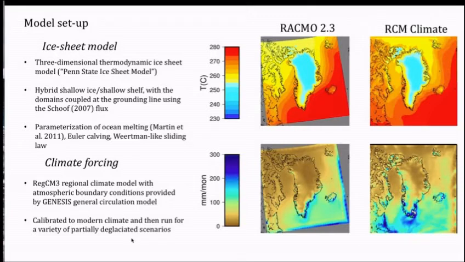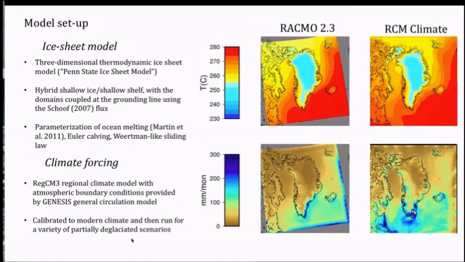RACMO is sort of our gold standard for temperature and precipitation products on both of the ice sheets in Greenland and Antarctica. We actually use a different regional climate model called RegCM3, which we've coupled to a global climate model. And the benefit of that is that we can run the model under very different boundary conditions, like what we would have seen in the geologic past.